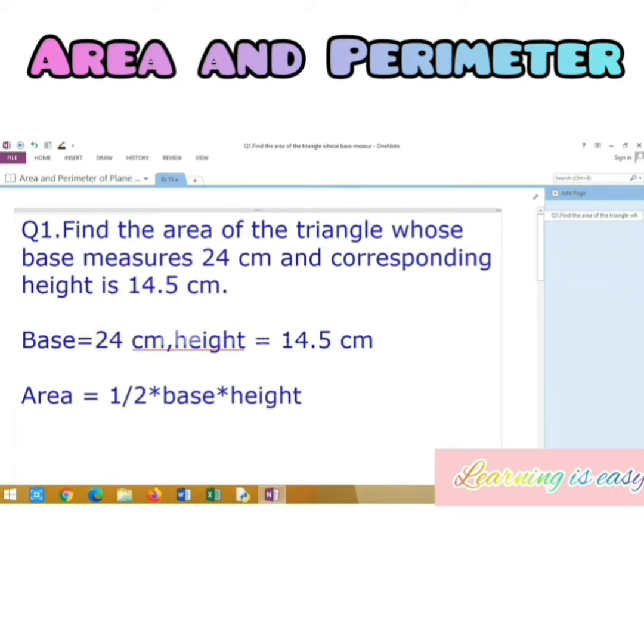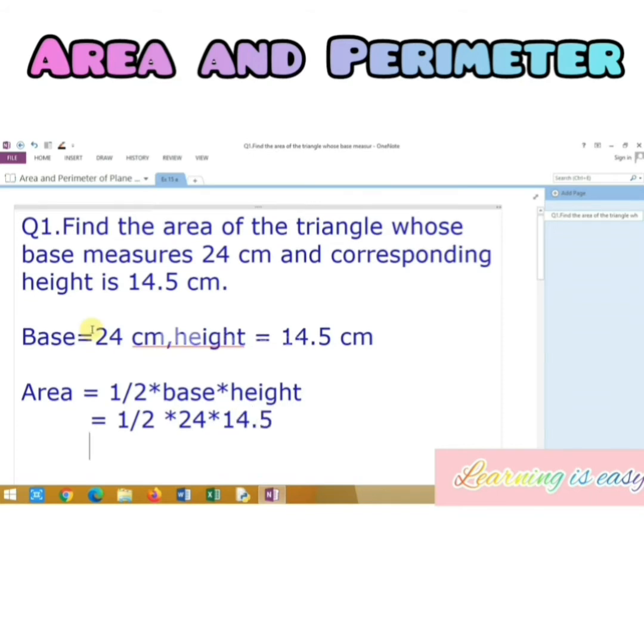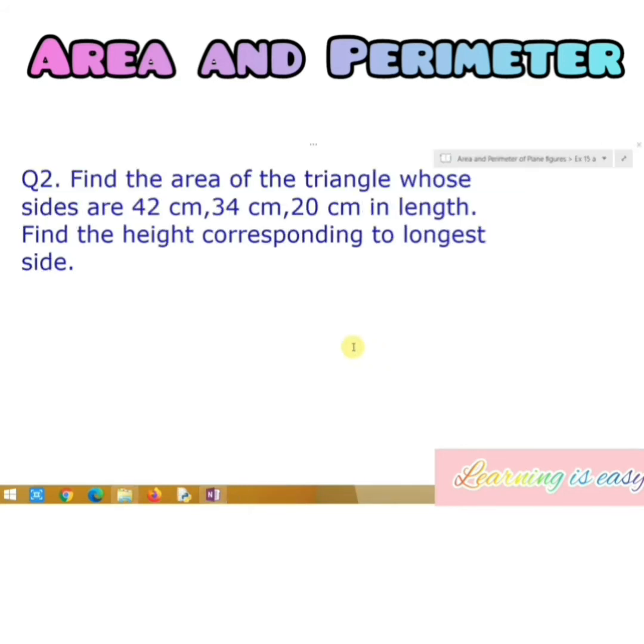So half into 24 into 14.5. That's going to be 174 centimeter square as its area. The unit is centimeter square.